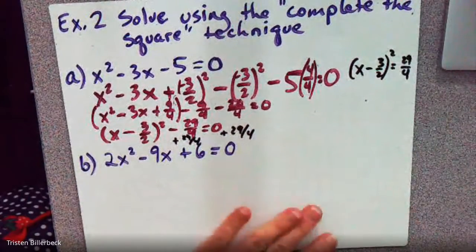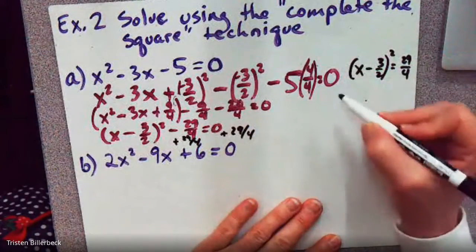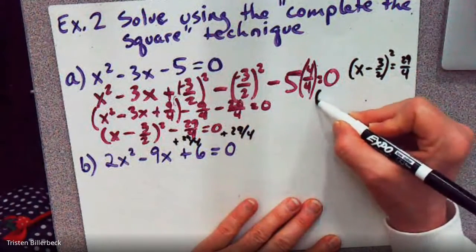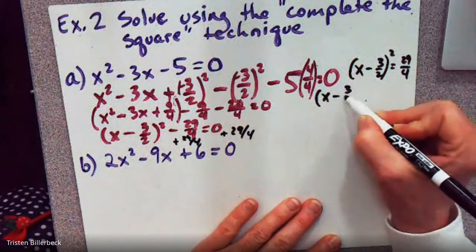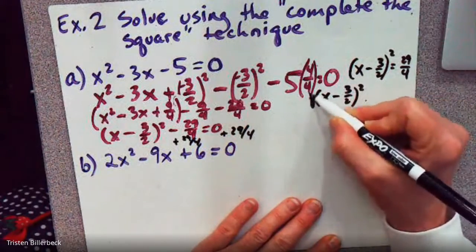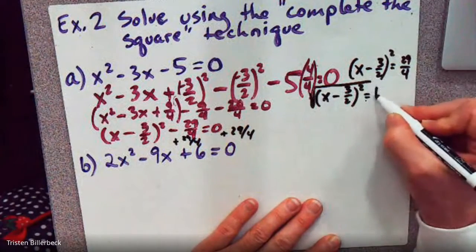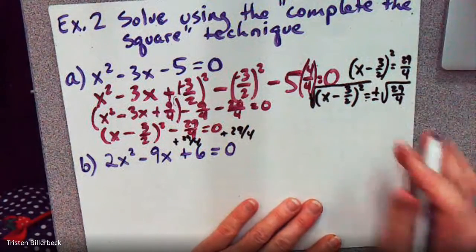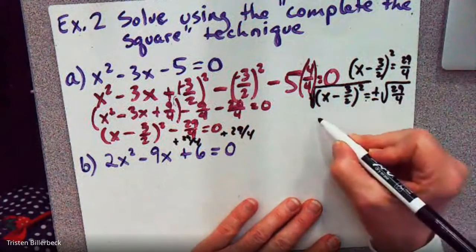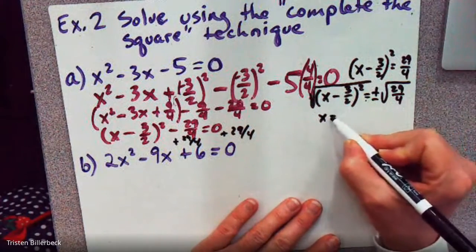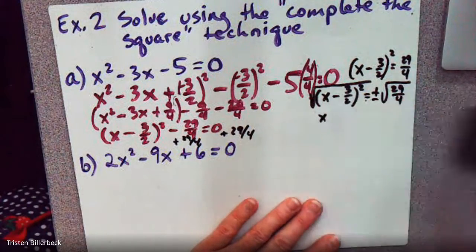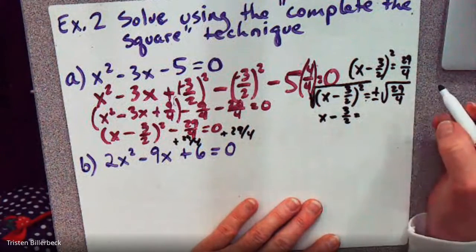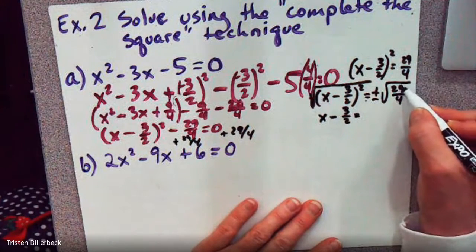All right, well, we can use what we first learned. We can take the square root of both sides and add a plus or minus. So we have the square root of (x minus 3/2) squared equals plus or minus the square root of 29/4. Okay, so that gives us x equals, whoops, sorry, not equals yet, x minus 3/2 equals plus or minus the square root of 29/4.